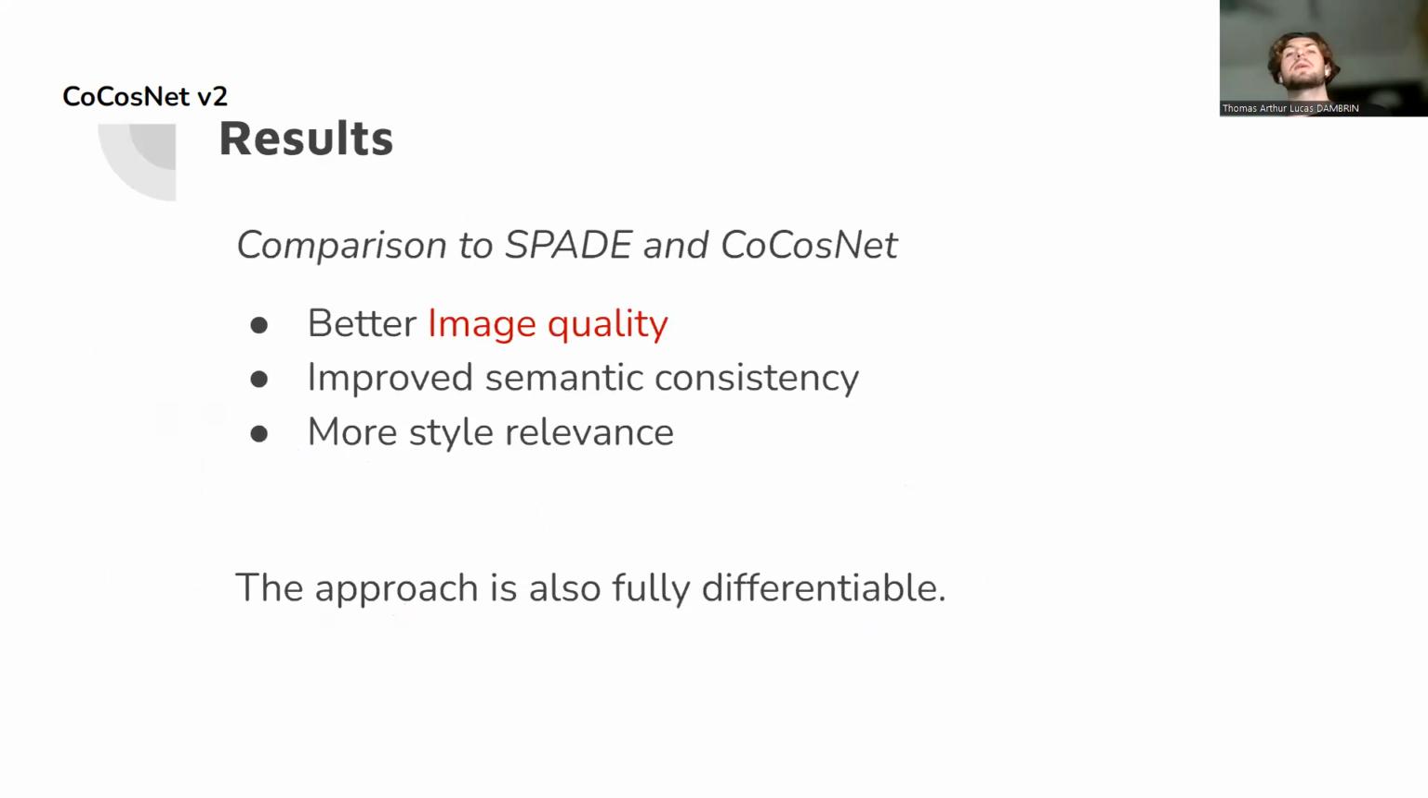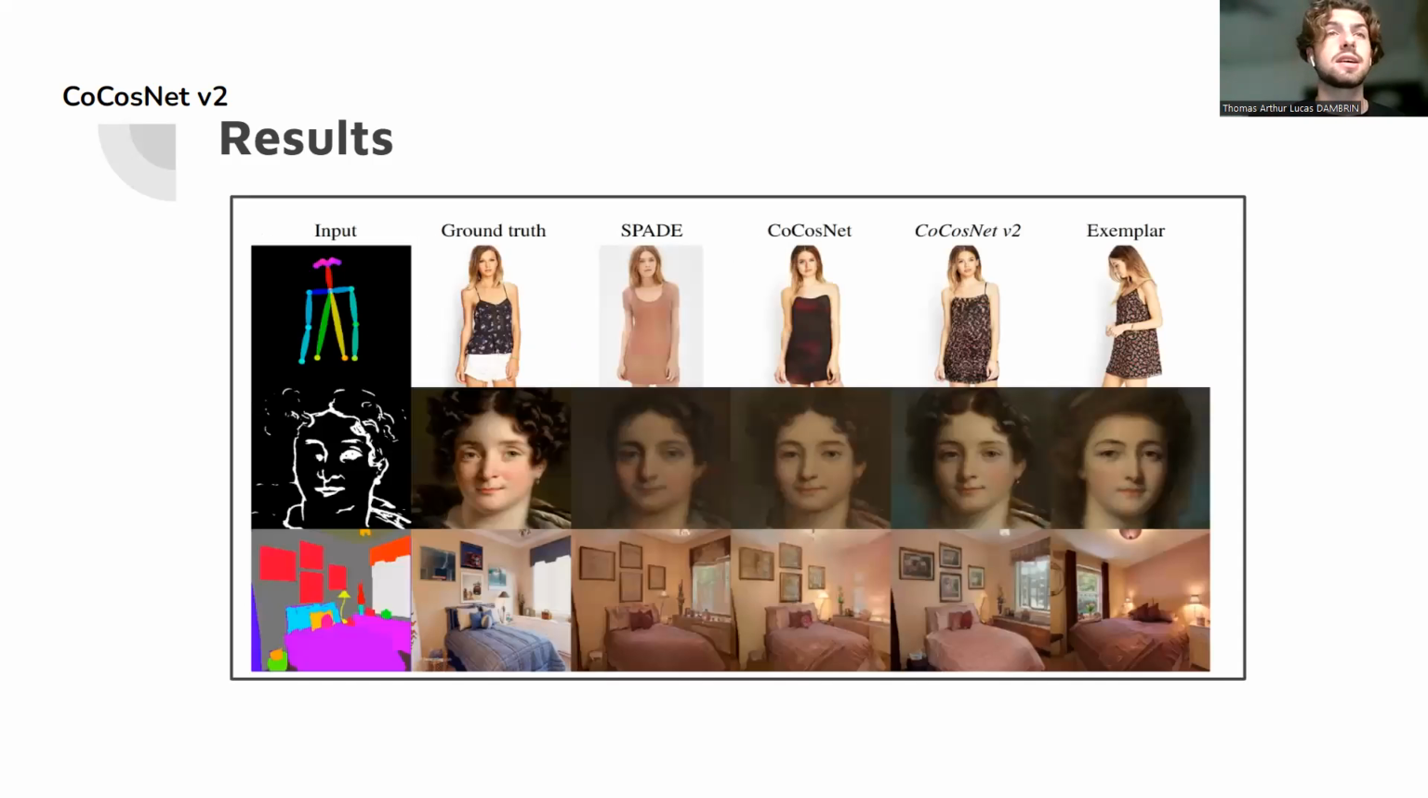So all of these steps result in an approach which provides better quality images with improved semantic consistency and more style relevance than other state-of-the-art methods. You can see an example by comparing with SPADE and CoCosNet version 1.